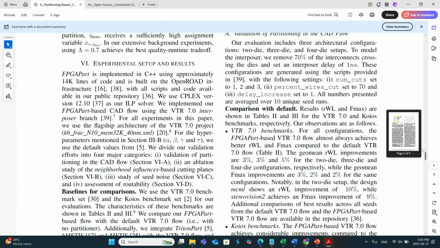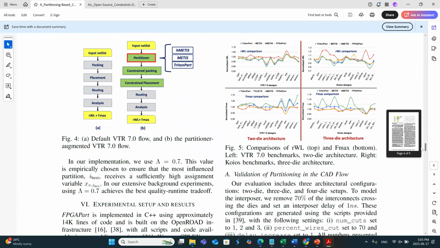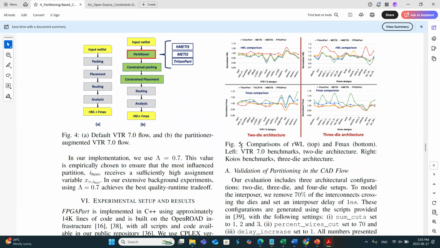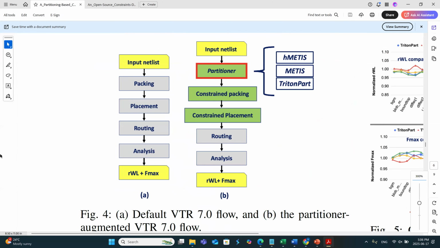And let's see. Okay, and that's kind of it. So then what did they get? Basically they get routed wire length and frequency on the Koios benchmarks. And let's see, I have to remember what they achieved here again. They are trying different partitioners. This new one is called FPGA part. Let's see if I can make this bigger. How much better are they?